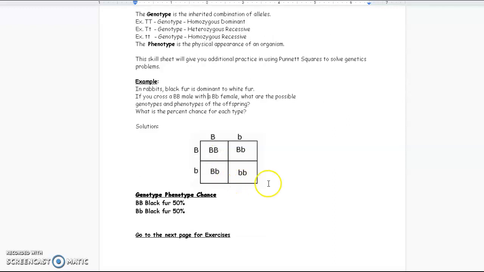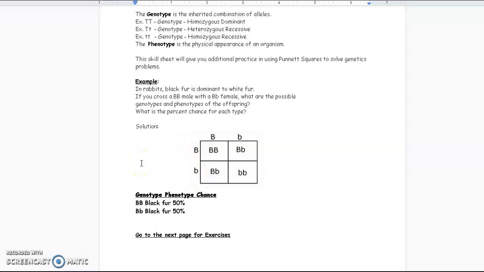Now, the most important concept we're learning today is the Punnett square. So notice that there are 4 quadrants, 4 squares in this chart. These 4 squares represent the offspring. The top, big B, little b, that is parent 1. These 2 are parent 1's alleles. To the left of this table is parent 2.